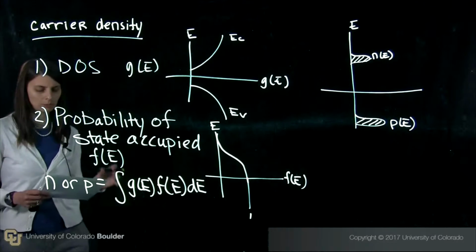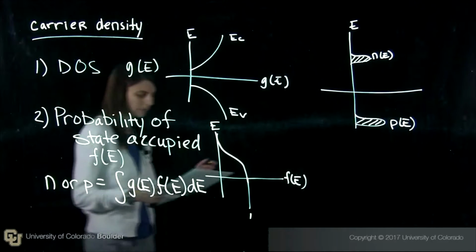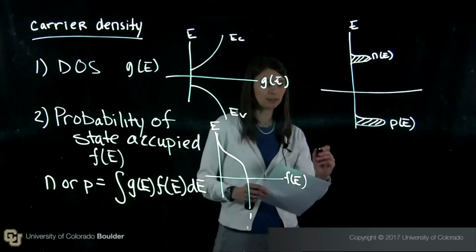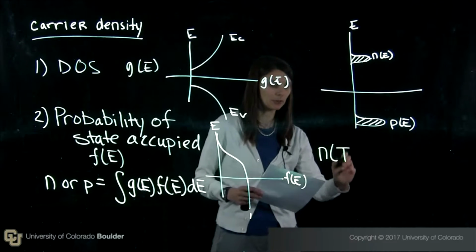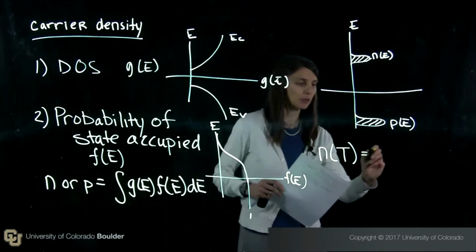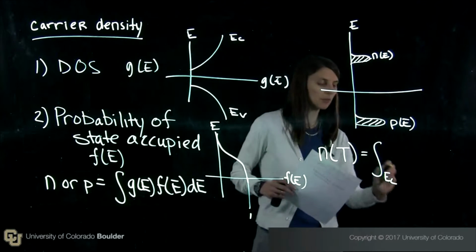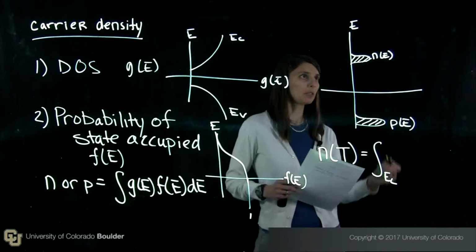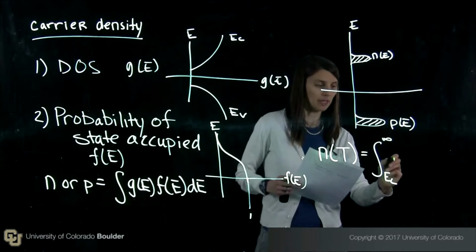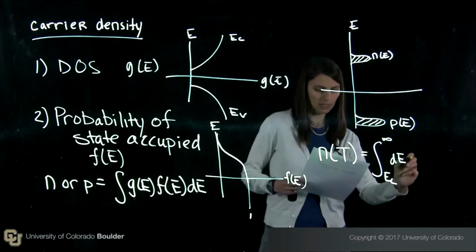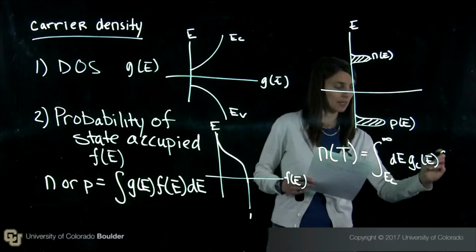So let's talk more in depth about how we actually calculate this. If I want to write down exact expressions for the electron and the hole densities, what I would write down for electrons is that n of T is equal to, and here I'm going to integrate because I really want to know the number of electrons in the conduction band. So I'm going to start summing up at the conduction band, and I'm going to go up to infinity. So we're going to have dE, we'll have g_C of E, so this is the density of states in the conduction band, and then f of E.